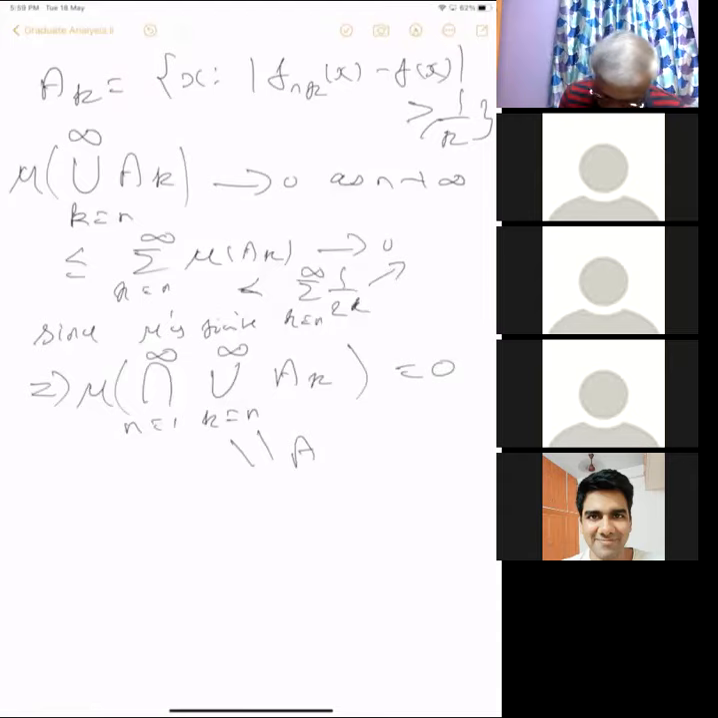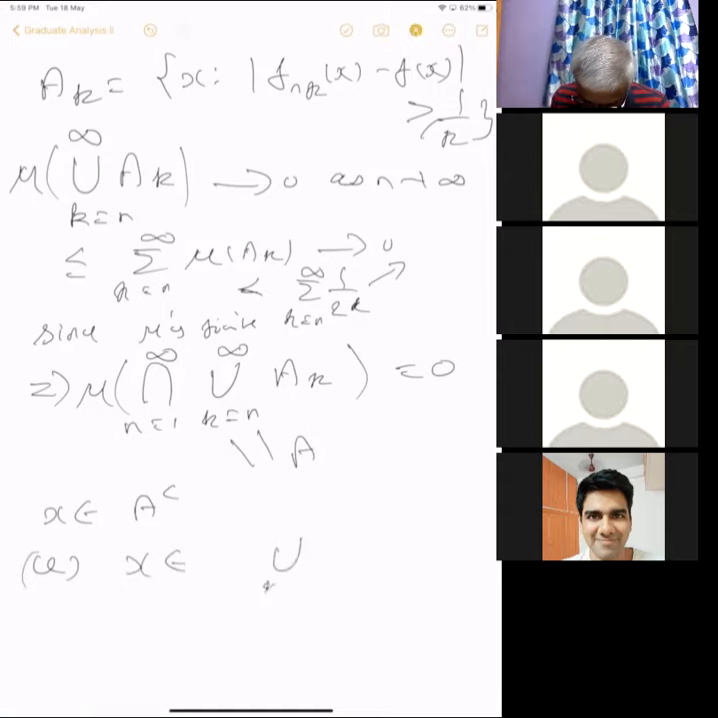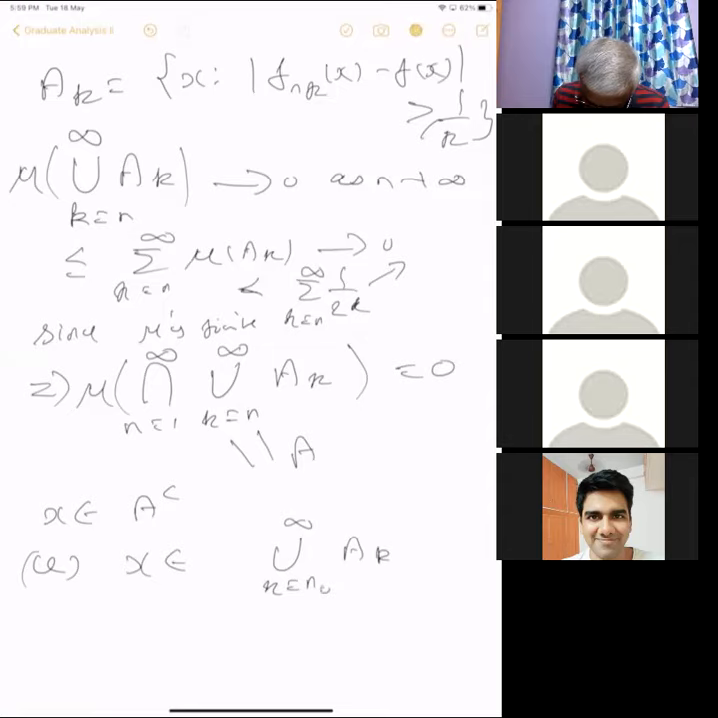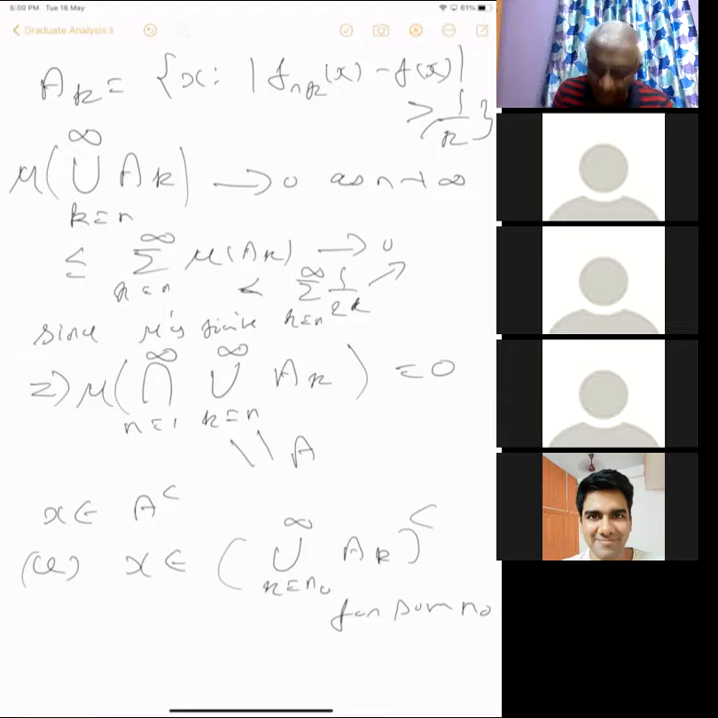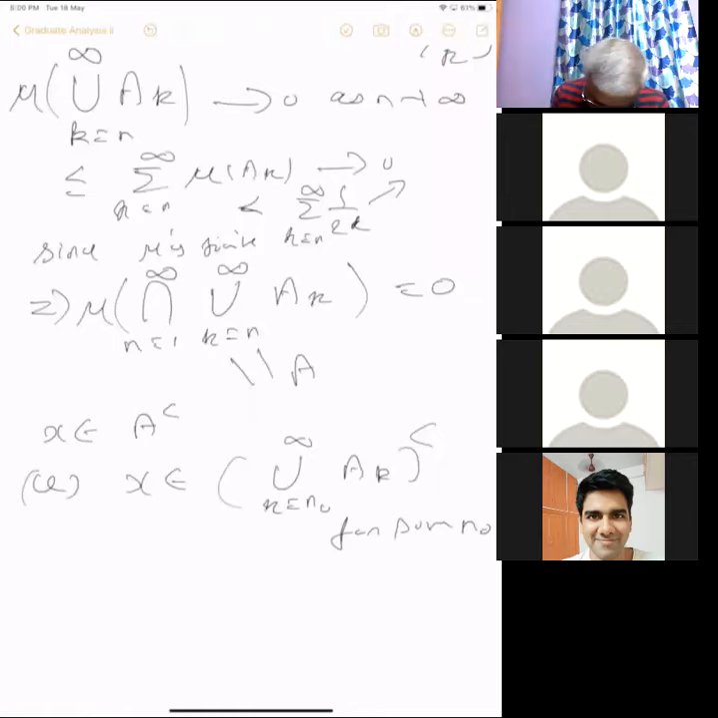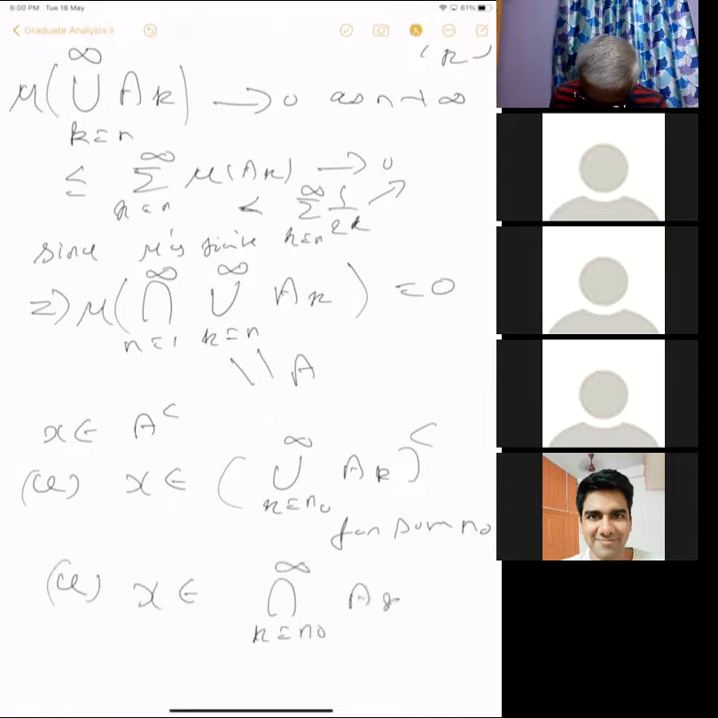These things we have done in measure theory. So this is equal to 0. Our claim is that outside this set A, when x is in A complement, the convergence happens. If x is in A complement, which is the complement of the intersection, it is the union of the individual complements, so x is in one of those sets. So there exists an n naught such that x is in the intersection of k equal to n naught to infinity of AK complement.